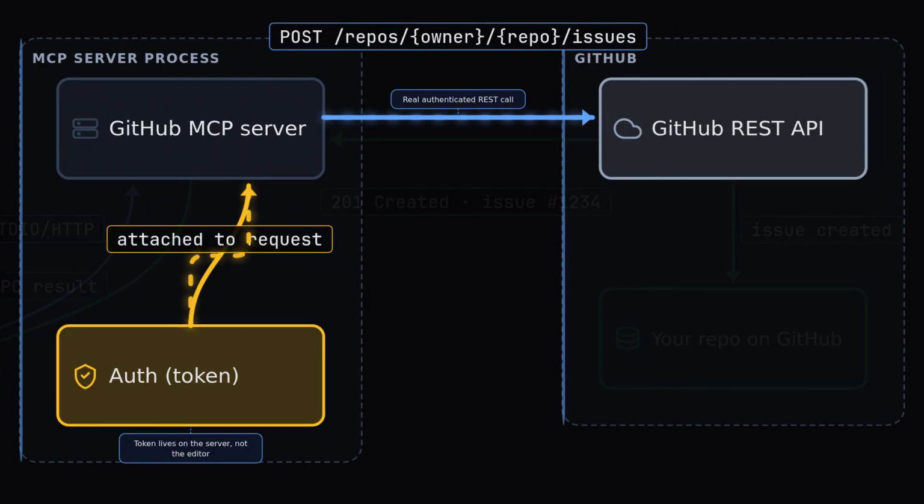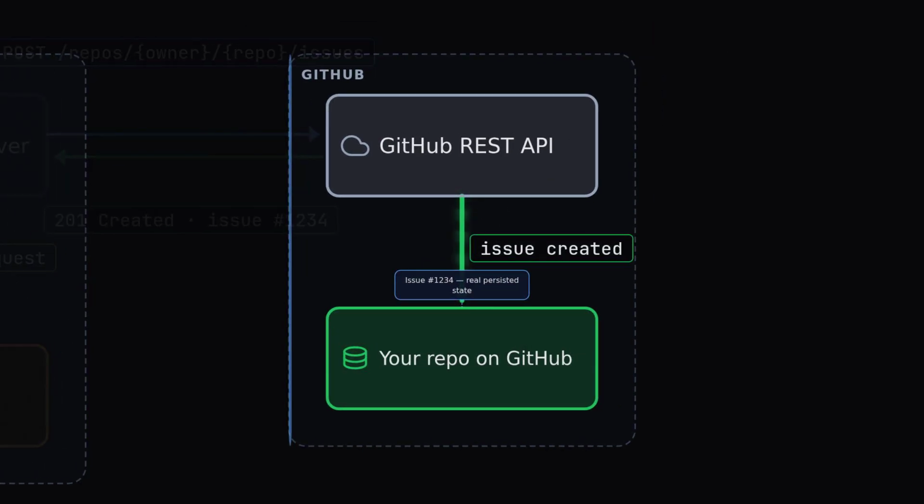Step 4. The part most explanations skip. The MCP server has a credential, a personal access token, or OAuth, that you configured at setup. The model never sees this token. The editor doesn't carry it. It lives on the server. The server attaches it to the actual API request and makes a real HTTPS call to api.github.com, the same call you'd make from curl.